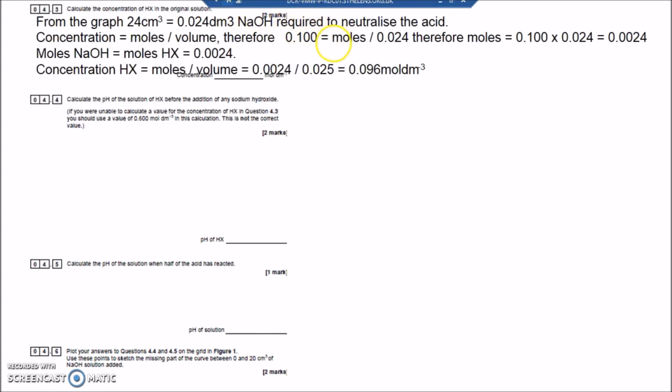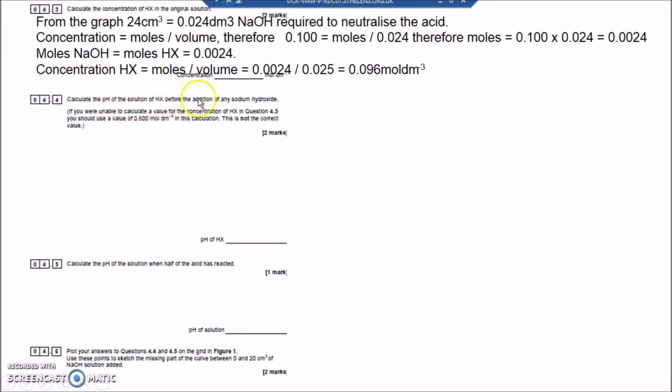So concentration is moles divided by volume. Moles of HX equals the number of moles of sodium hydroxide at that equivalence point. So moles is 0.0024 divided by its volume in dm³, 0.025. I have got 0.096 mol per dm³ concentration of HX.